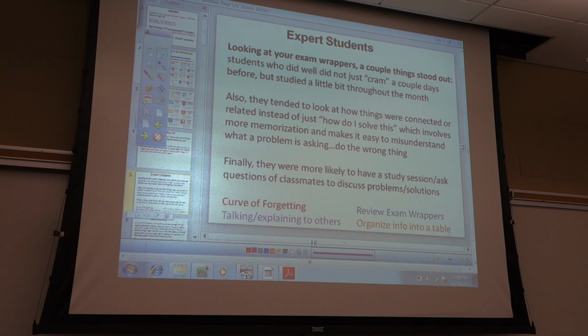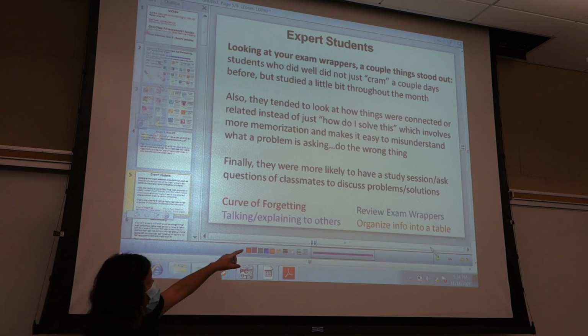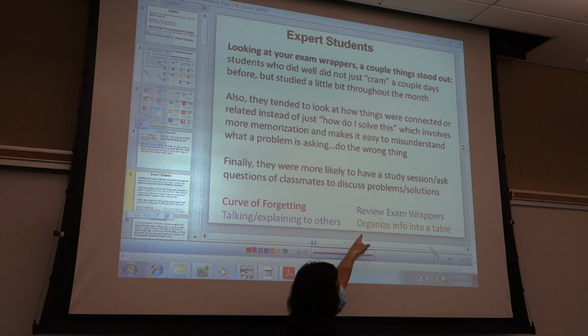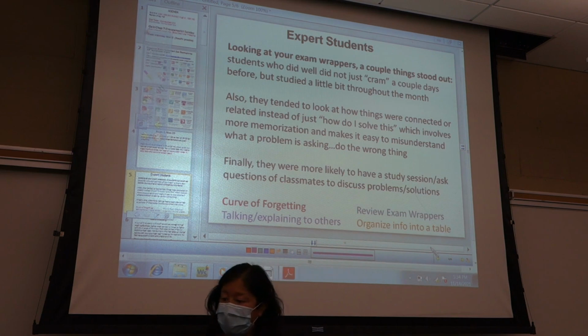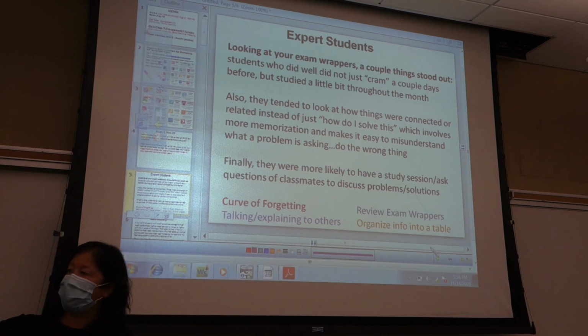Oh yeah, and part of that is organizing information into a table. So some of the things you can do are think about the curve of forgetting, talk and explain to others, and review your exam wrappers. You just finished doing exam wrappers, so maybe take a look at that and remember that's how you want to prepare next time. And look at organizing information into a table, which we gave you. This is information organized into a table.